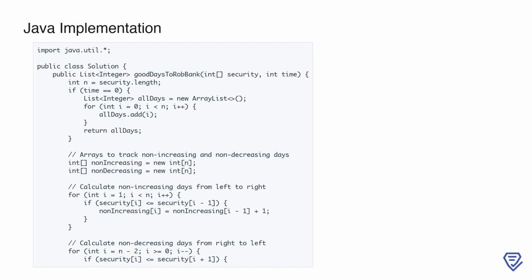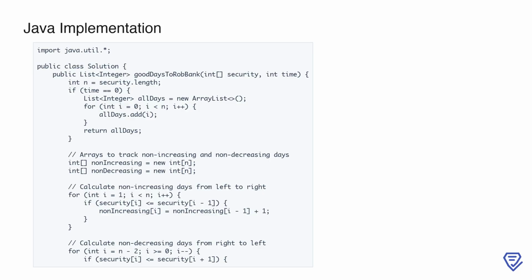Here, we begin by importing the necessary Java utilities and defining our solution class. The main method, gooddays_to_robBank, takes 2 inputs, an array called security and an integer time. The goal is to find all the days where it's safe to rob the bank based on the conditions provided. First, we determine the length of the security array and handle a special case where time is 0. If that's the case, every day is considered a good day, so we add all indices from 0 to n minus 1 to a list and return it.